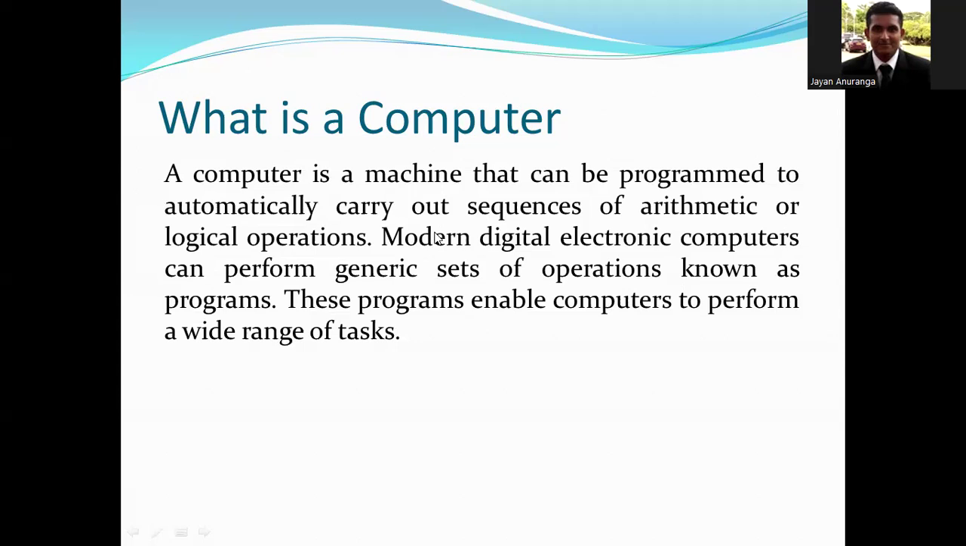We have seen different kinds of computers. If someone asks for a definition or introduction, what is a computer? We can say a computer is a machine that can be programmed to automatically carry out a sequence of arithmetic or logical operations. Modern digital electronic computers can perform a generic set of operations known as programs. These programs enable computers to perform a wide range of tasks.